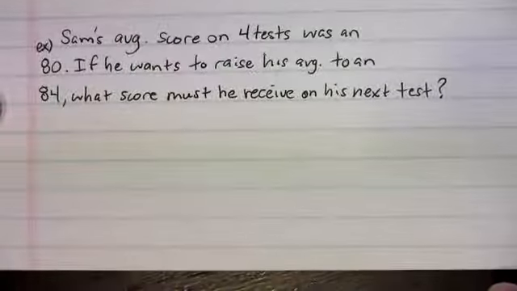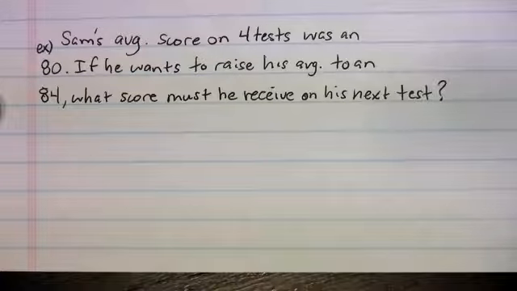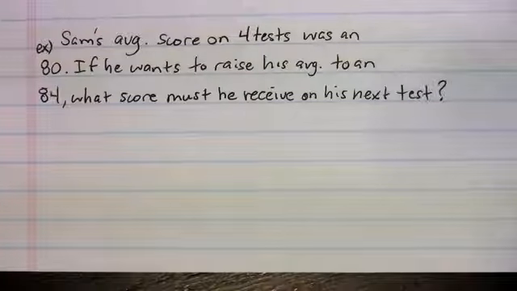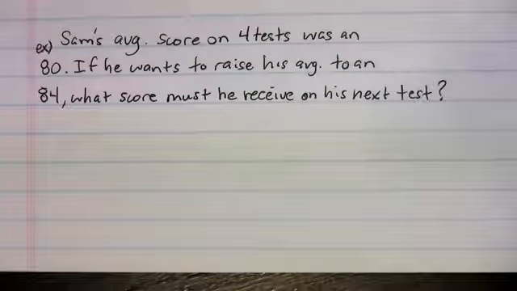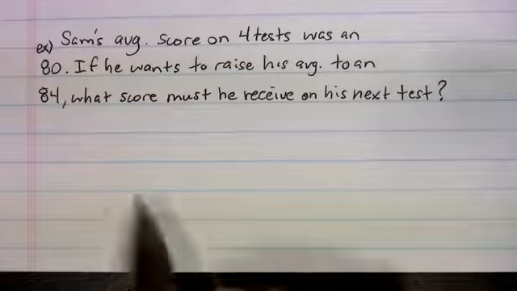Okay, let's do our third and final one. Sam's average score on 4 tests was an 80. If he wants to raise his average to an 84, what score must he receive on his next test? So to do this one, again, you can pause the video to try it on your own. I'm going to go through the explanation. It seems like we're going to need 2 different equations, so let's work on making our 2 different equations.